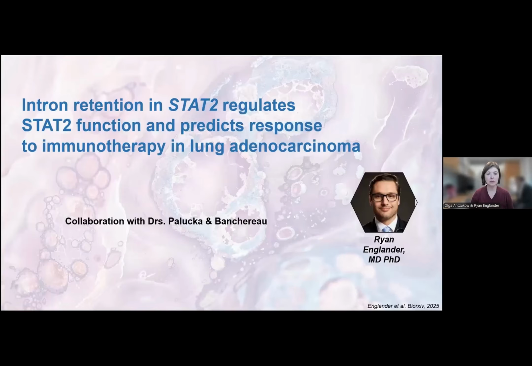And so in this talk today, building on this work, we have applied long-read RNA sequencing to a collection of lung tumors with the goal of discovering novel clinically relevant isoforms. And this work was led by very talented MD PhD candidate Ryan Englander in collaboration with the Palooka and the Bancho labs. And I will now let Ryan tell you more about his work.